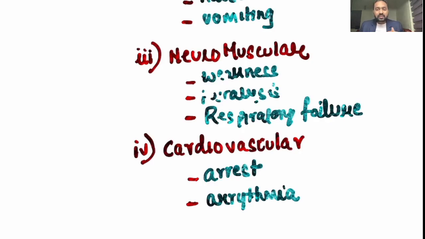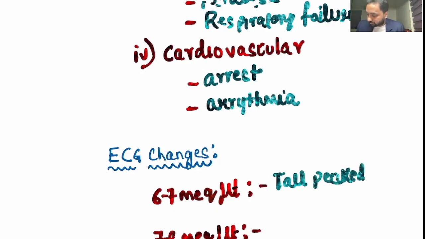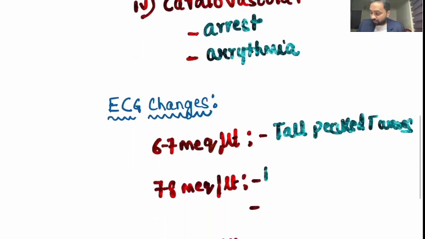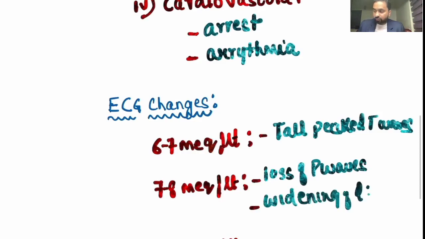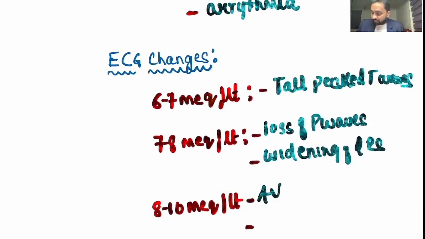Now, the next important thing which I would want you all to remember regarding hyperkalemia would be your ECG changes. So what are your ECG changes? Usually when it is between 6 to 7 milliequivalent per liter, you find tall, peaked T waves, right? Now, when it further increases, you can see loss of P waves and widening of QRS, right? On further increase, it can cause AV dissociation, right?